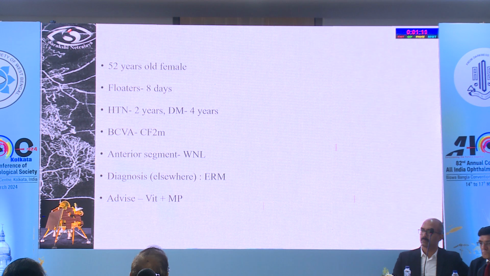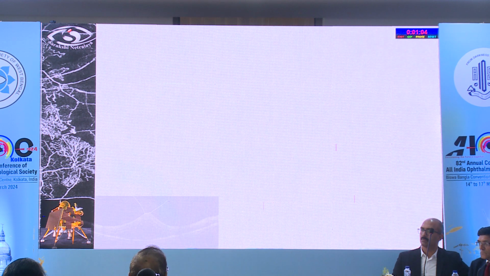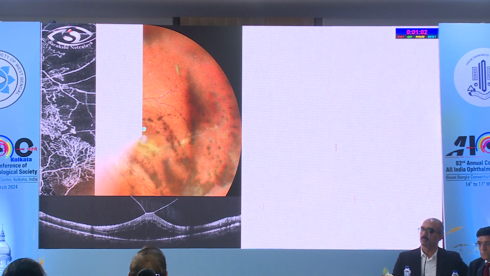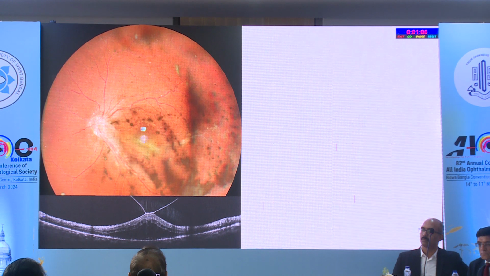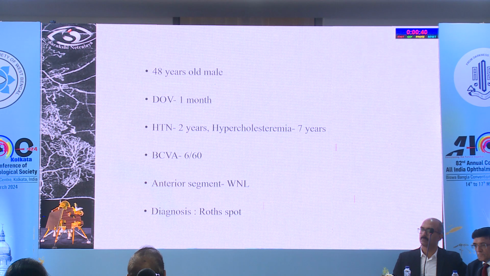Now this is a 52 years old, diagnosed elsewhere as epiretinal membrane and was advised vitreous surgery. Now look at it. We did a Widefield OCT, and when we did a photograph, you could see that the blood vessels were drawn down, so they were being dragged. And so it was not just a case of ERM, it was again a case of FEVR with a vitreomacular traction, which meant you just did not need vitrectomy with a membrane peeling, but you also needed to dissect the peripheral tissue to take care of this disease.